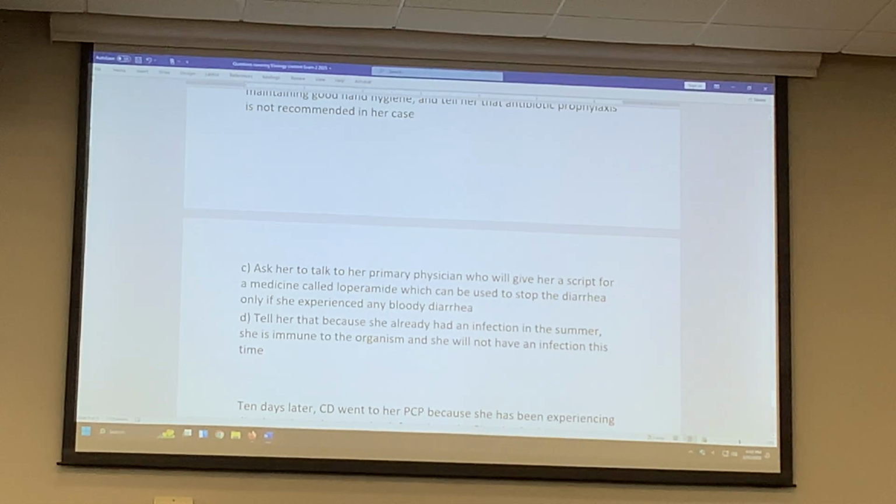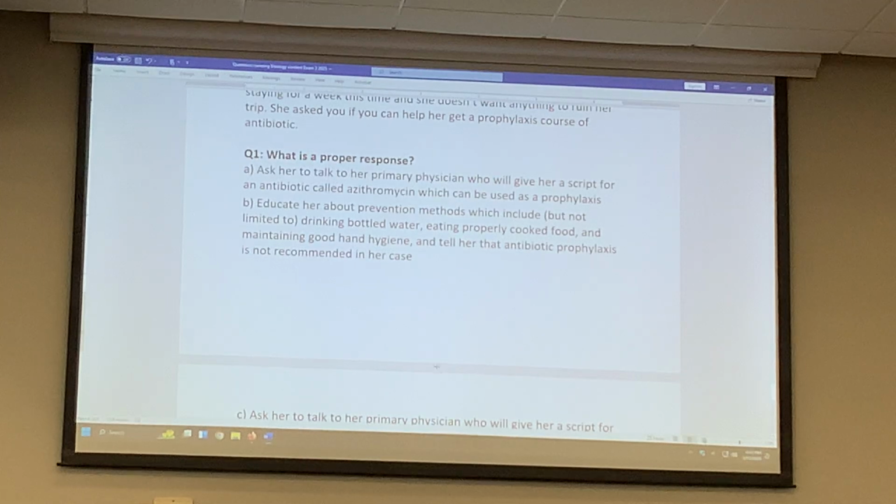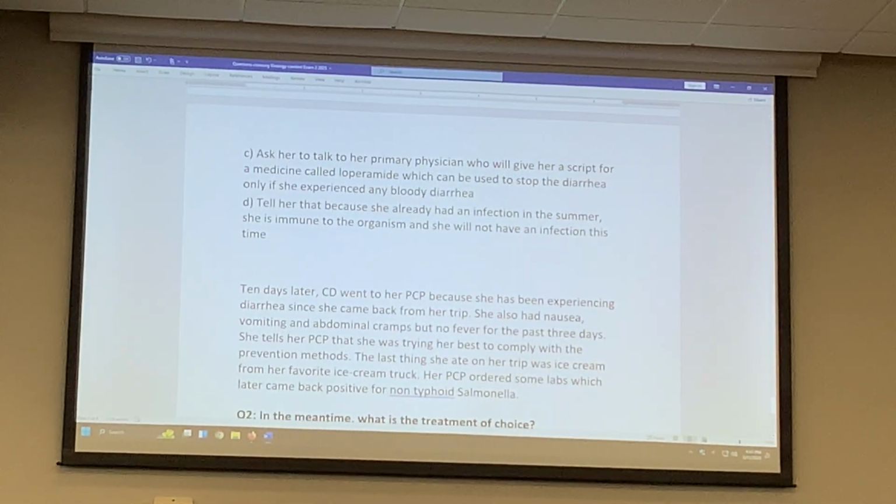No, not for bloody diarrhea, right? It's fine for watery diarrhea, but not for bloody, which is invasive. Tell her that because she already had an infection in the summer, she's immune to the organism and will not have an infection this time. Totally wrong, right? Okay, so B would be the right answer.